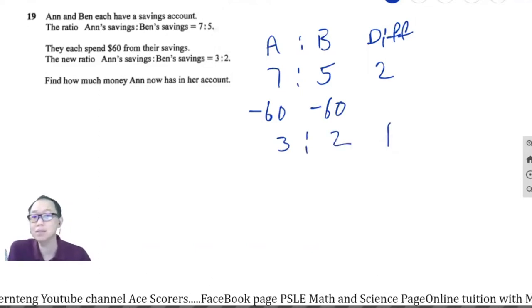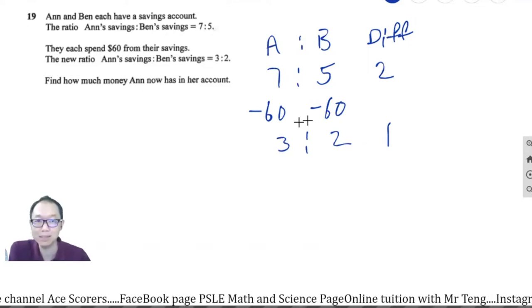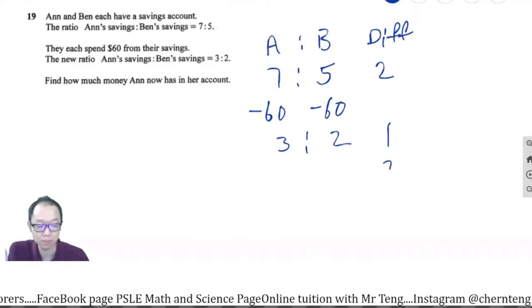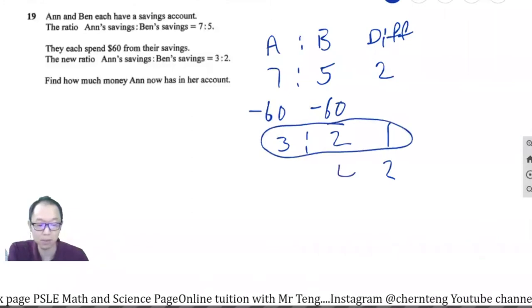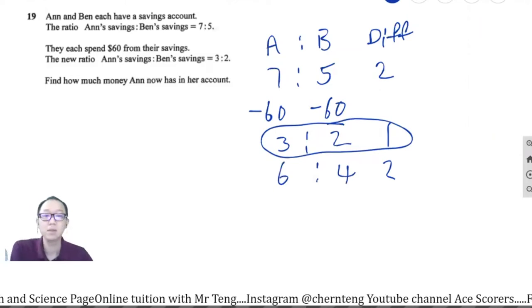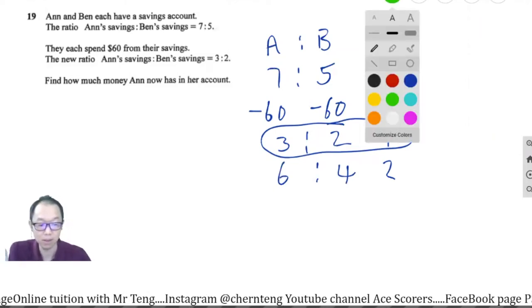But the problem here is that their difference shouldn't change. That means I need to make this into 2. So this whole thing gets doubled, so it becomes 6:4. Okay, so can you see that? Now I have 6:4, and then I can compare before and after.